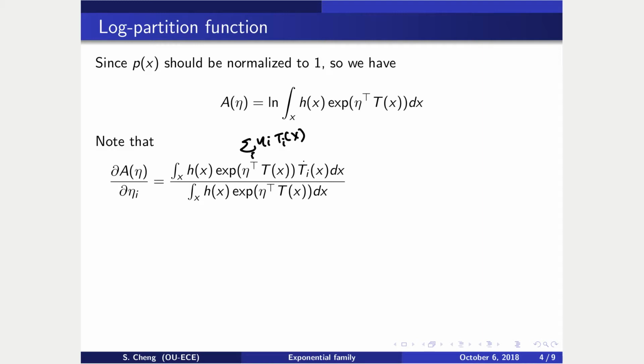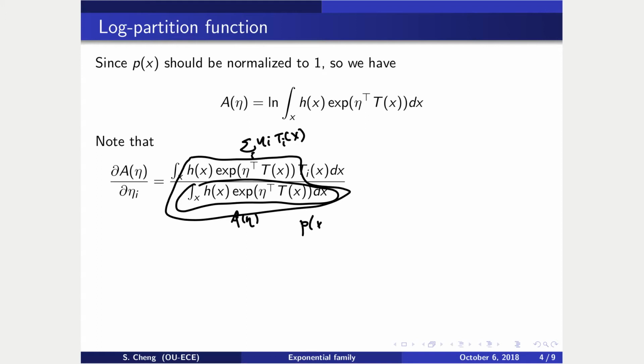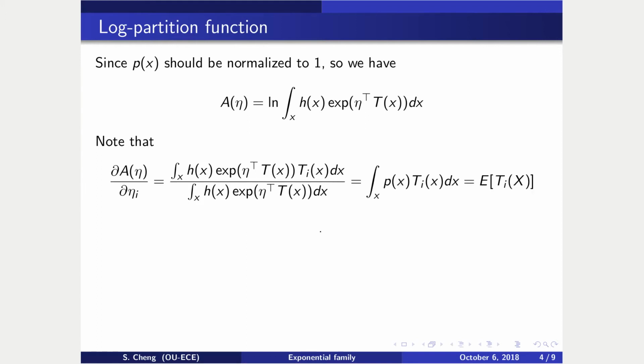And note that this thing here is actually A(eta), and this thing here is actually our p(x), right? So therefore, this expression is just the expectation of t_i(x). It's really nice. We take the partial derivative with respect to eta_i, and we just end up with the expectation of t_i(x).